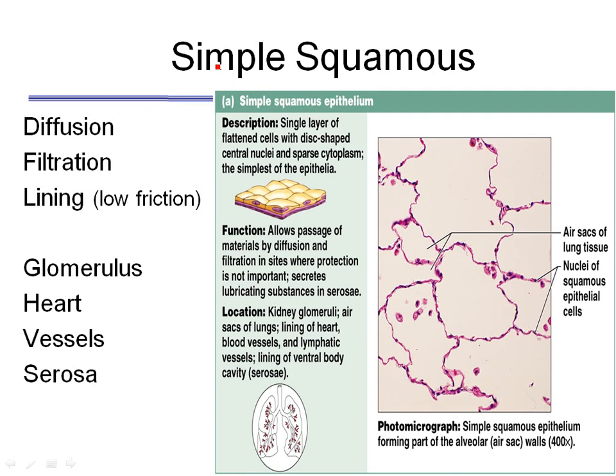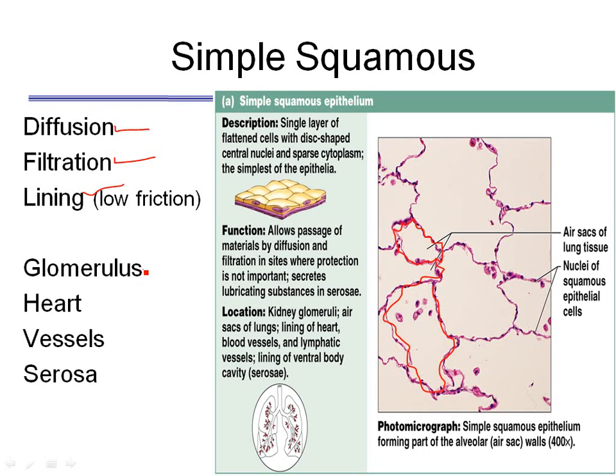Simple squamous epithelial, 1 layer of flat cells. Here they are, you're looking at them in profile from the side. Simple squamous epithelia is as small and as thin as you can get in the human body and still have a tissue. So it is perfect for diffusion, filtration, and if you overlap these flat cells nice and tightly, then it's a great lining because it's a low friction surface.